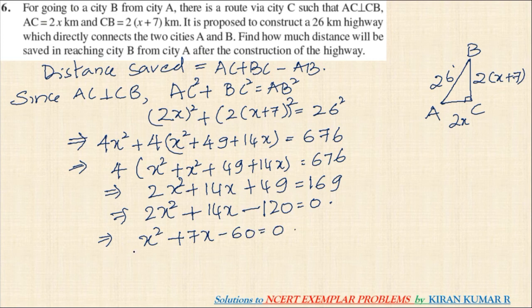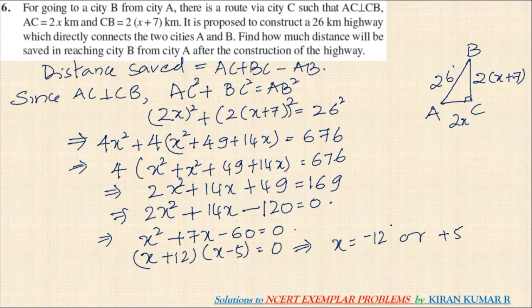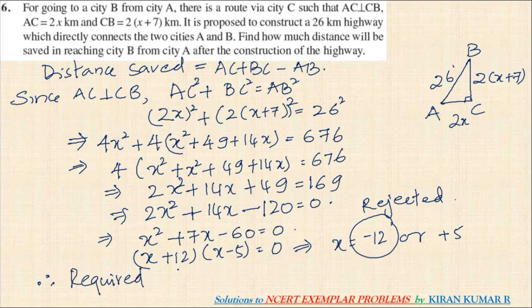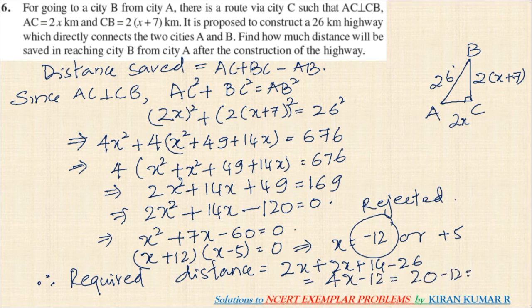12 fives are 60. Positive 12 and negative 5 would work. So we get the result as x plus 12 multiplied by x minus 5 equal to 0. Therefore, the value of x is either negative 12 or positive 5. This negative 12 is rejected because the distance cannot be negative. Therefore, the required distance will be 2x plus 2x plus 14 minus 26. On further simplification, we get 4x minus 12, which will be 20 minus 12, 8 kilometer. By constructing the highway, the distance reduced will be 8 kilometers.